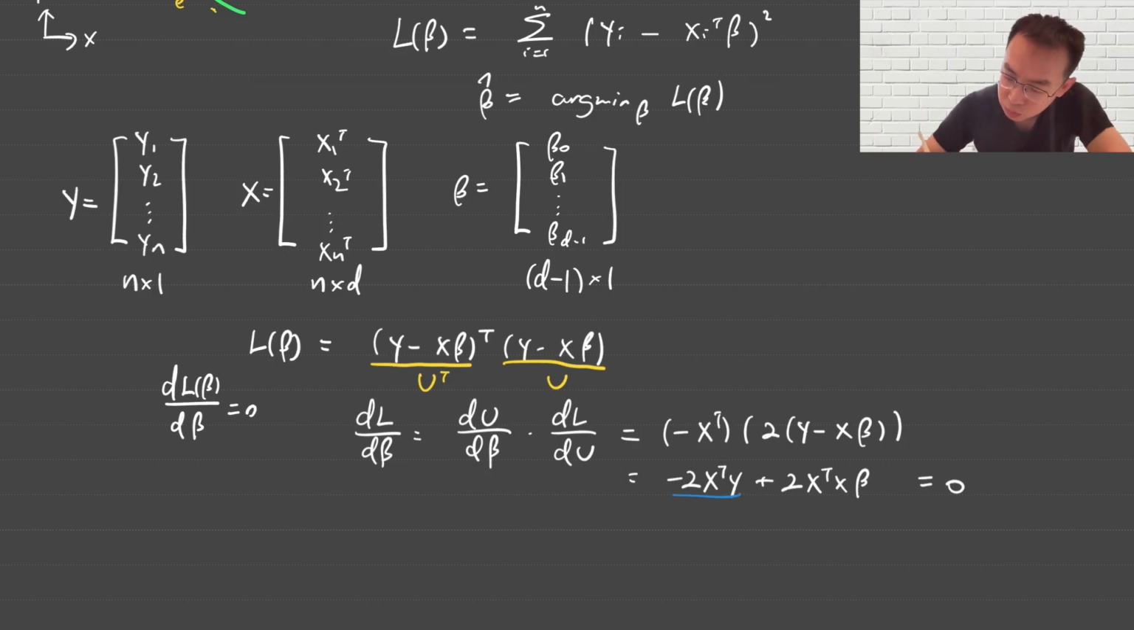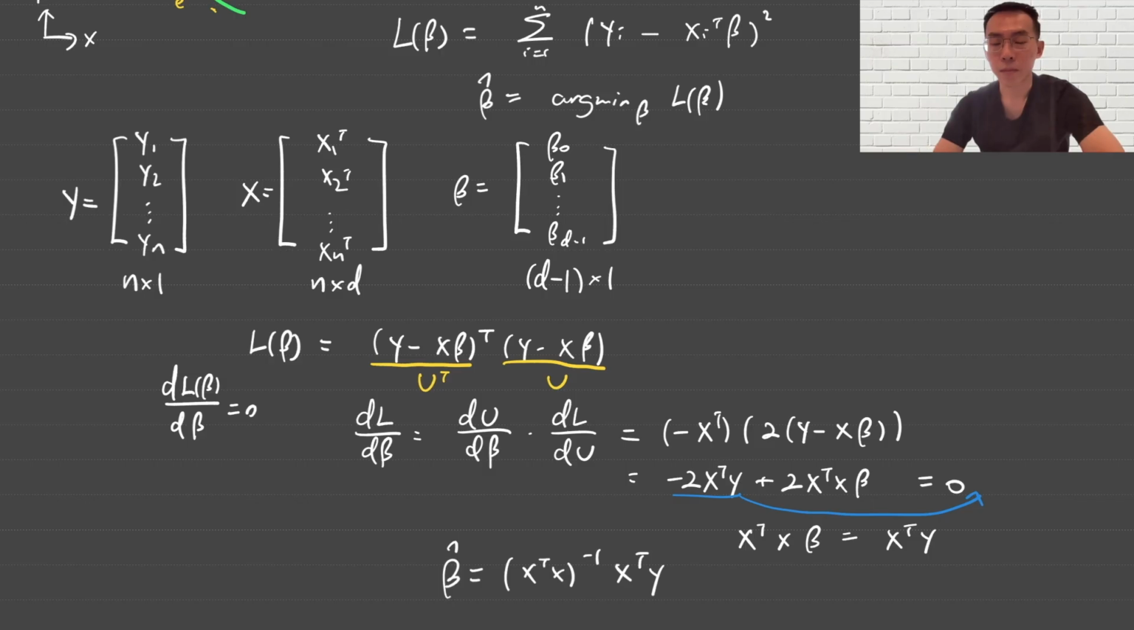Then we can just move these terms to the other side. And that will give us x transpose x beta equals to x transpose y. So we got the form for beta equals to x transpose x inverse x transpose y. So that's how we solve this equation. It's pretty straightforward. We finally got a very nice closed form solution for linear regression problem.